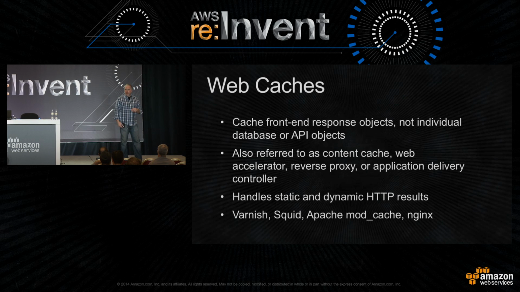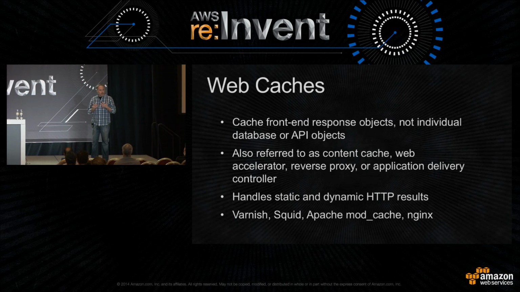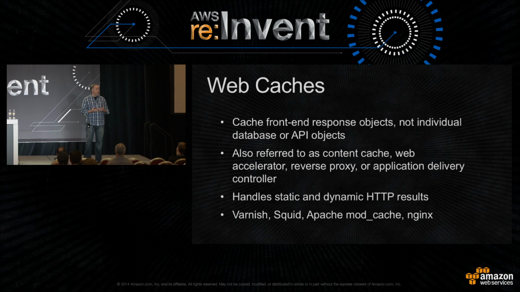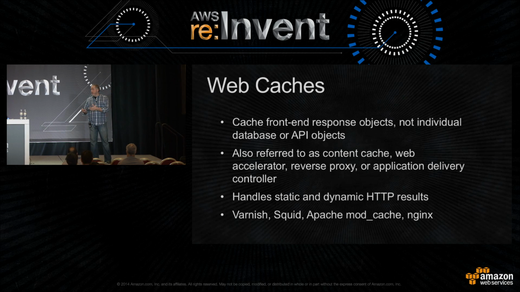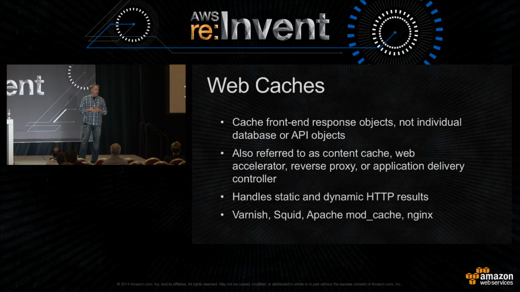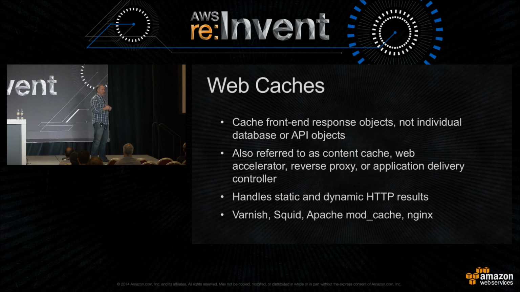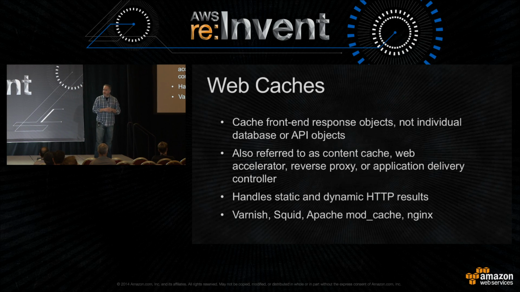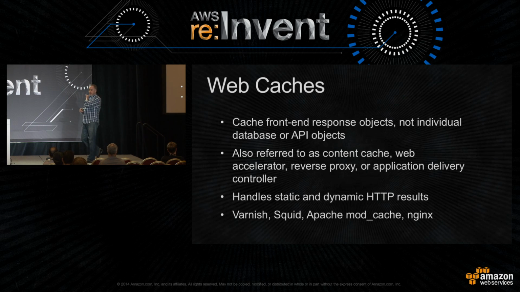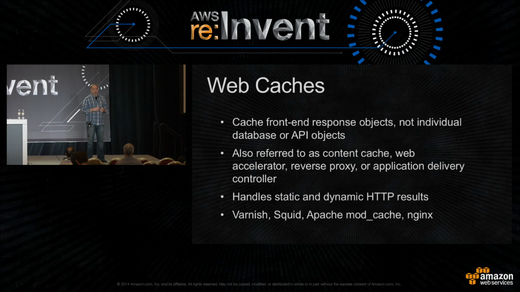This is actually more about how do I cache HTTP responses? Maybe it's an API call, REST call. Maybe it's just a standard dynamic HTML page. How do I reduce the load on those servers? That is the goal of today's session, and understanding web caches and Varnish in particular.